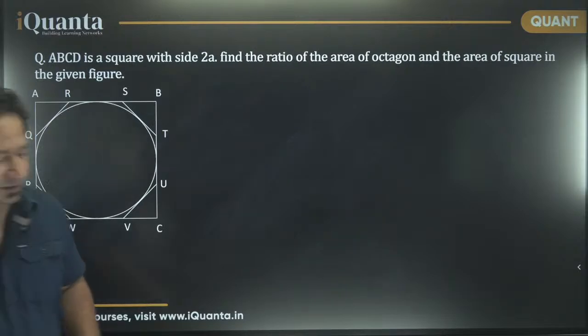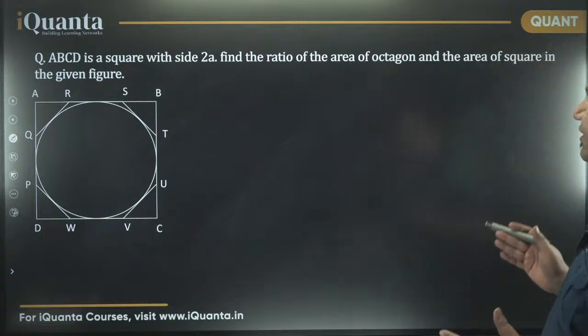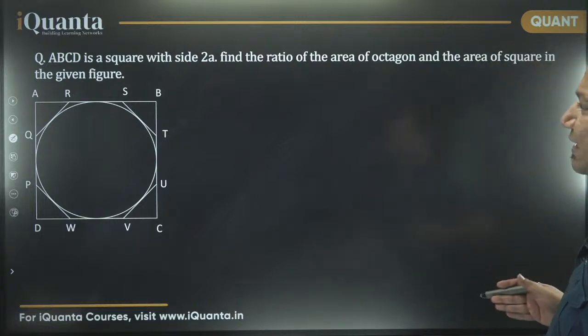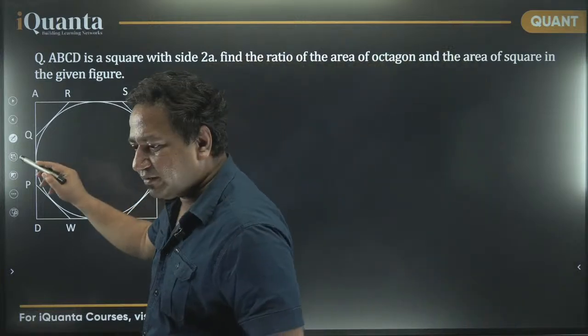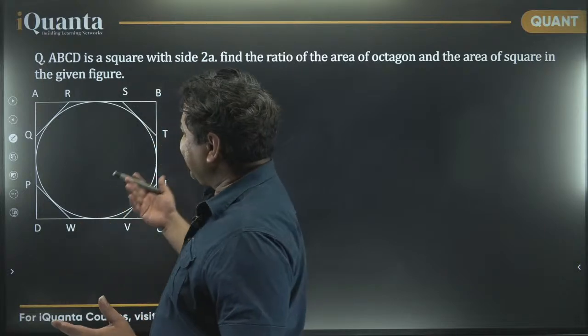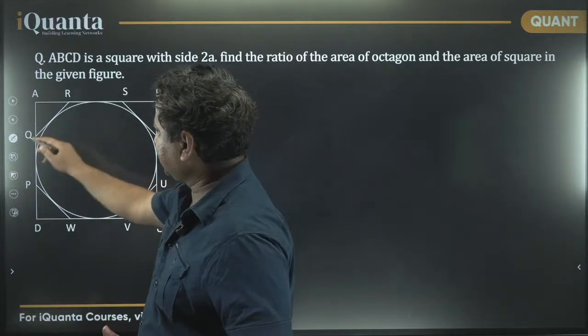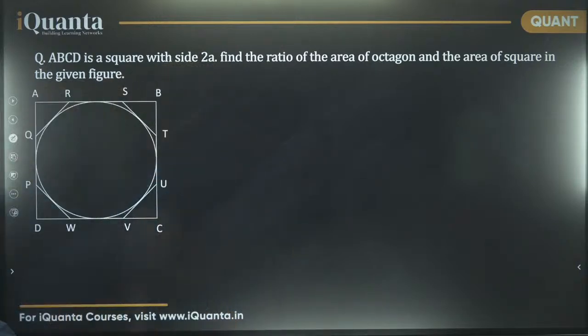Here is the second question. ABCD is a square with side 2A. Find the ratio of the area of the octagon and the area of the square in the given figure. You can see the octagon, right? What is an octagon? Octagon is basically a polygon with 8 sides. Here it is. Okay, so I'll wait for 2 minutes to solve this question.